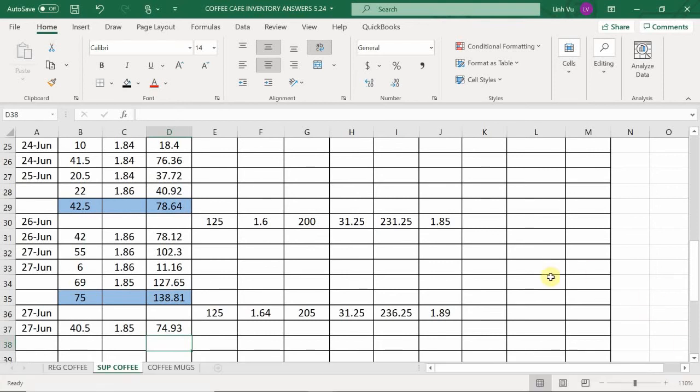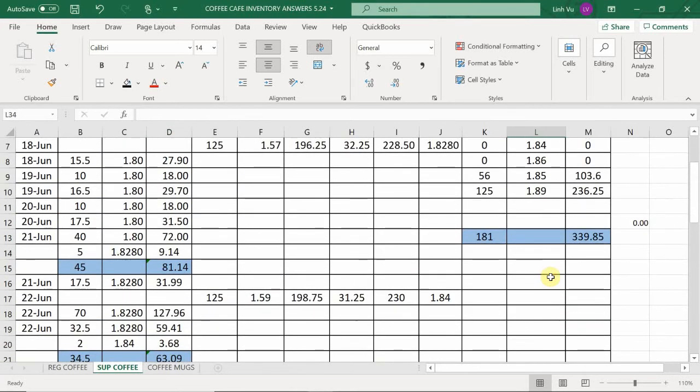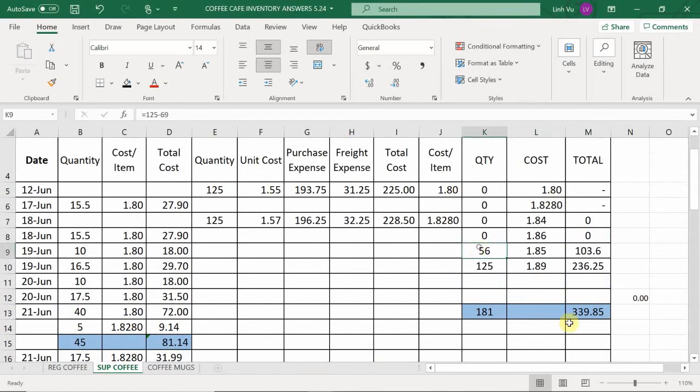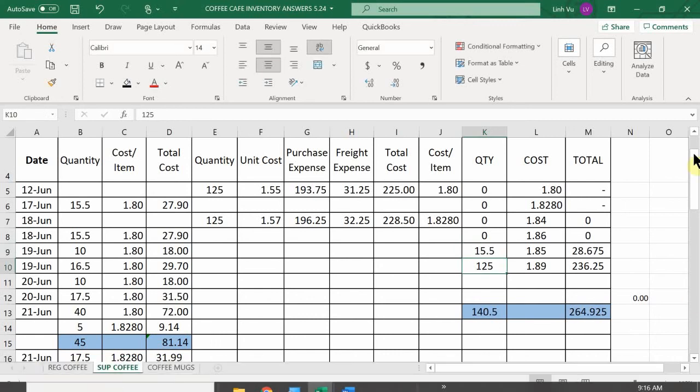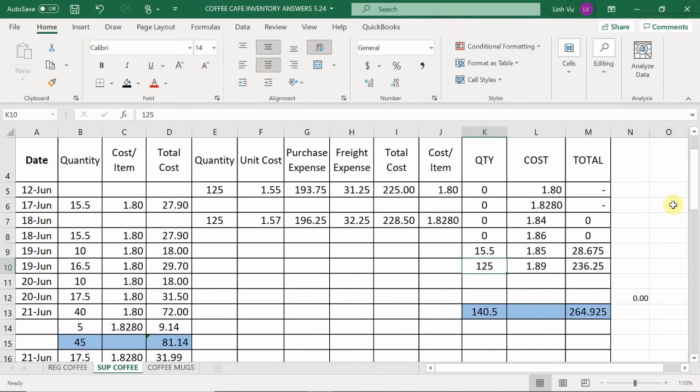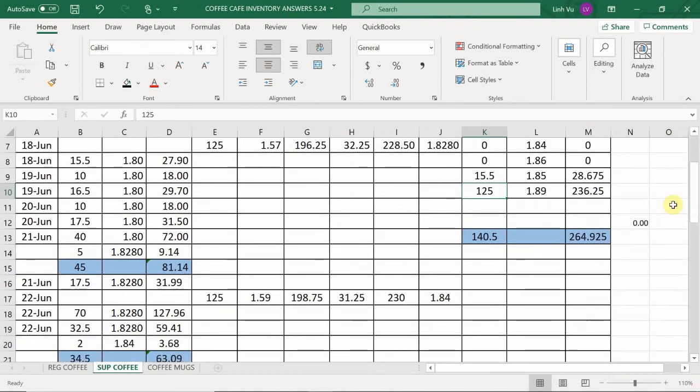And then we need to subtract from our on hand. So we'll take the 56 minus the 40.5. Leaves us with 15.5 pounds at $1.85. And then the 125 at 1.89. Okay, so our total on hand, I have 264.93. Now let's double check this one because I have a split penny.